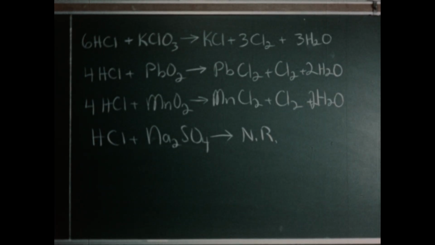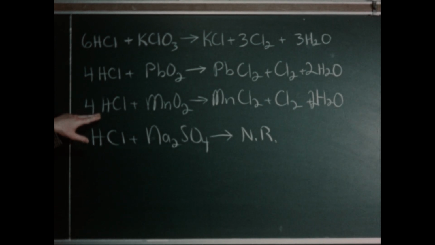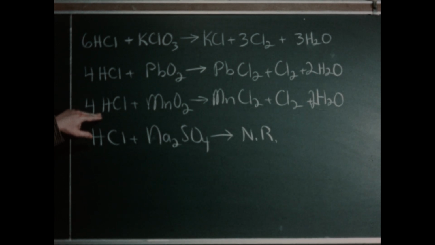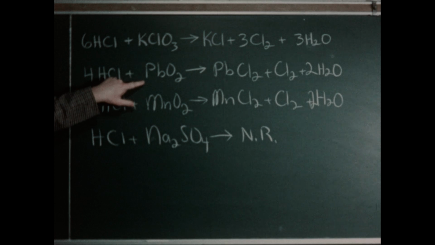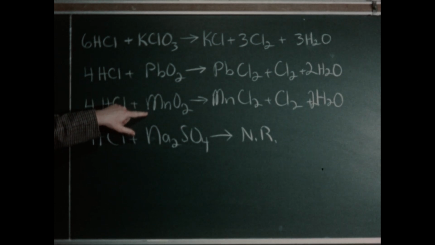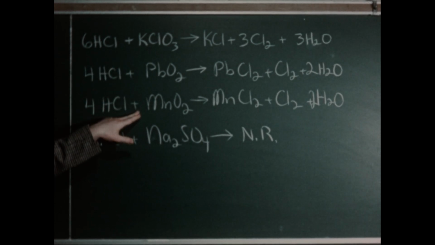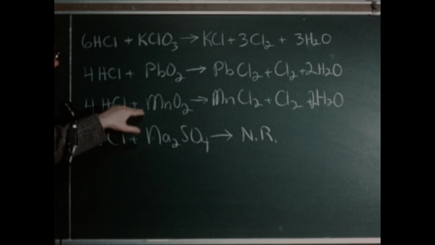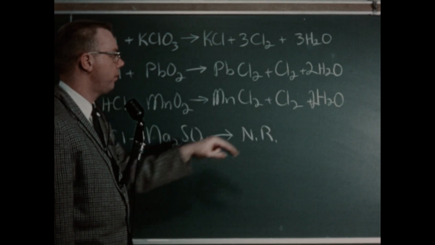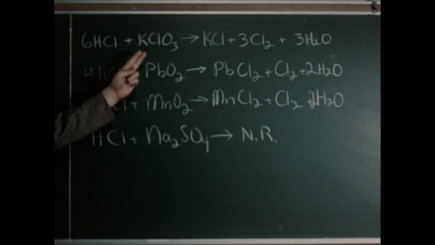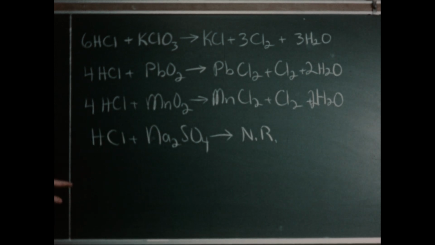On the board are equations for several of the reactions which we've just seen. In each case, we used hydrochloric acid as our source of chlorine. And we found at least 3 other oxidizing agents that are sufficiently active to liberate chlorine from hydrochloric acid. These are potassium chlorate, lead dioxide, and manganese dioxide. The equations for these 3 reactions appear rather similar. We obtain the salt of the metal used, chlorine, and water.